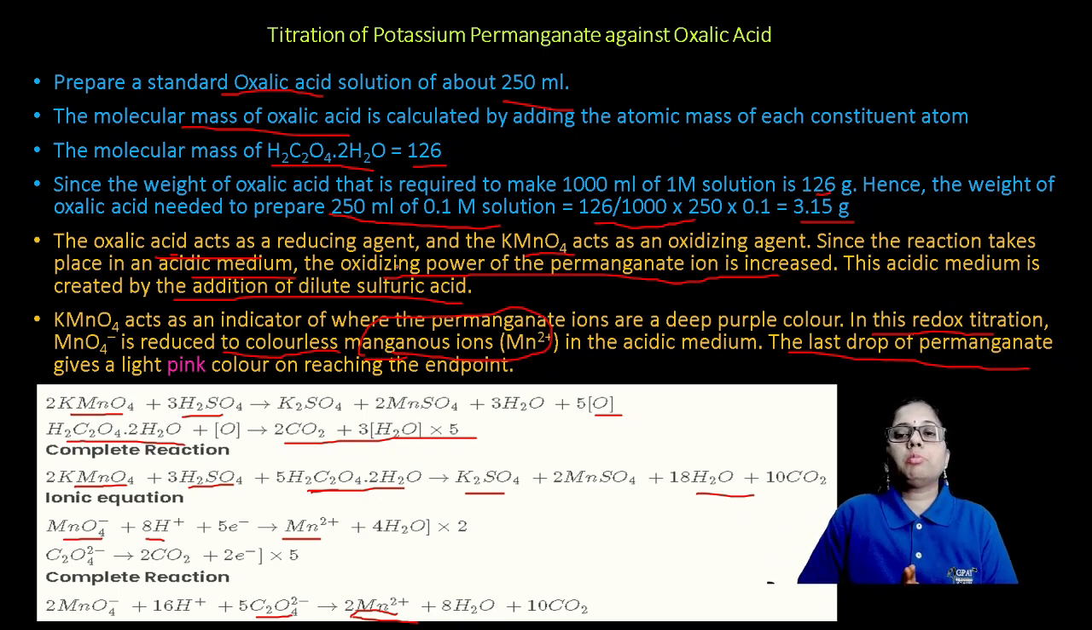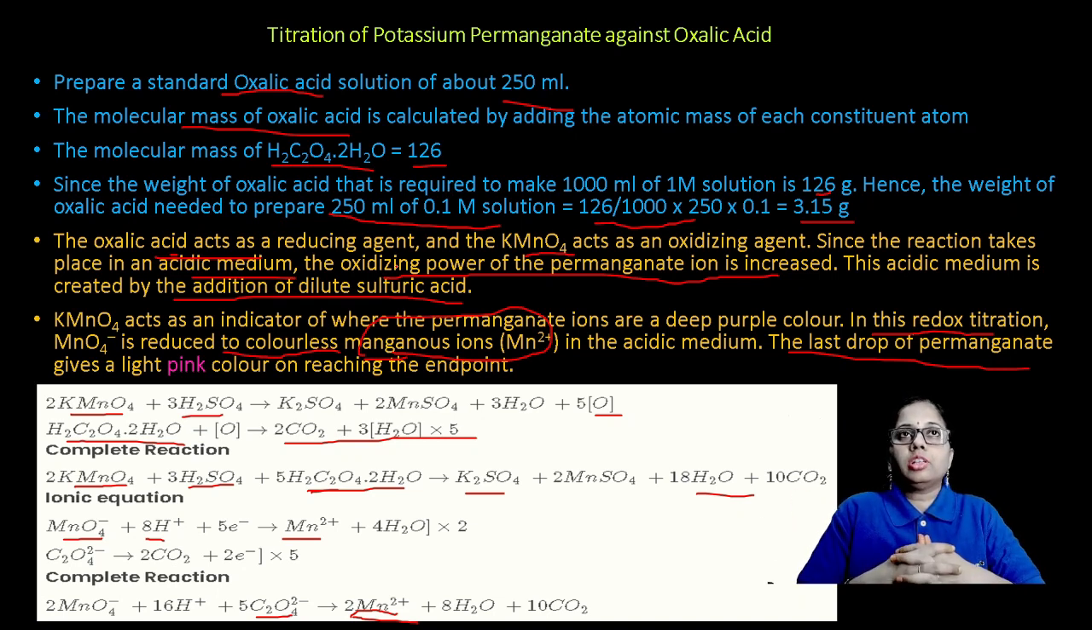Similarly, there are different types of titrations with potassium iodate, potassium bromate, potassium chromate, ceric ammonium sulfate. All these solutions that we use as titrant solutions, in all the cases you are going to see both oxidation as well as reduction processes.